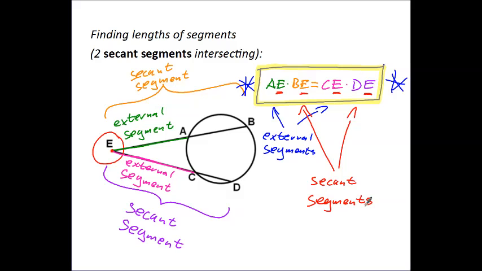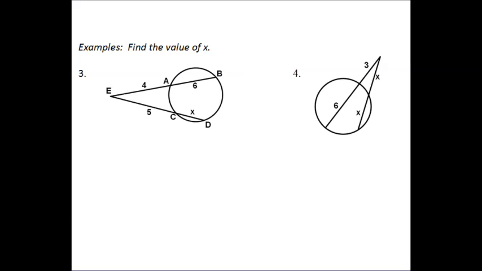Okay, are you ready for some examples? Here we go. Find the value of x. So we have segment AE that has a length of 4 units. And then we have segment BE, the secant segment. For that, we have to add these two side lengths. Don't take the 6. It's 6 plus 4, so that is 10. So 4 times 10 is equal to, and then we have the other two.